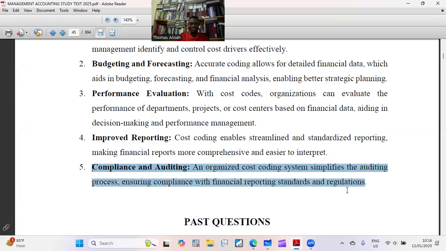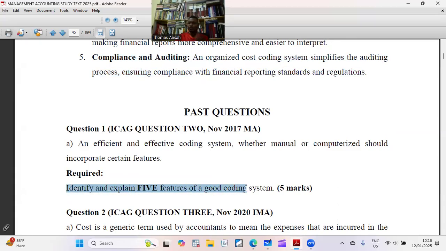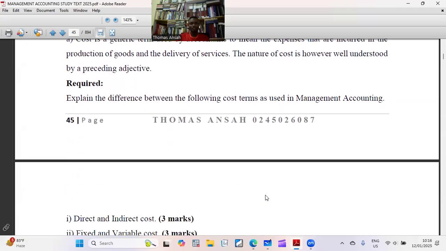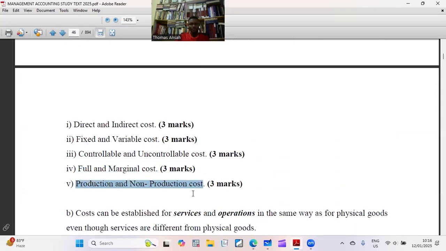Compliance, and auditing. So, ladies and gentlemen, this is it. You have additional past questions like identify and explain features of a good coding system. We just went through it. Differences between the following used in direct, indirect, we explained. Fixed, variable, controllable, non-controllable. We've not done this one yet. All right. Then production and non-production cost.